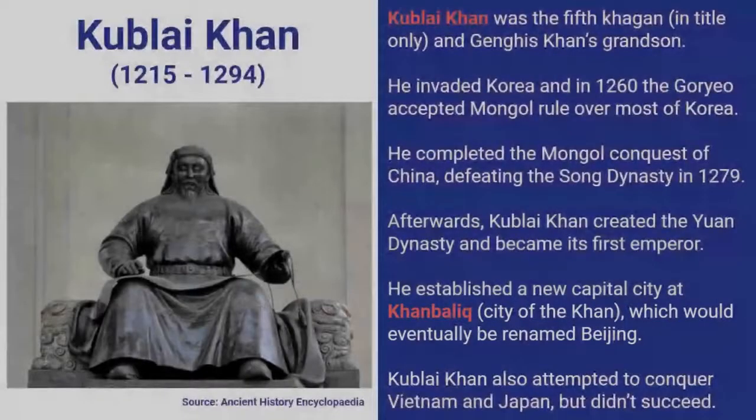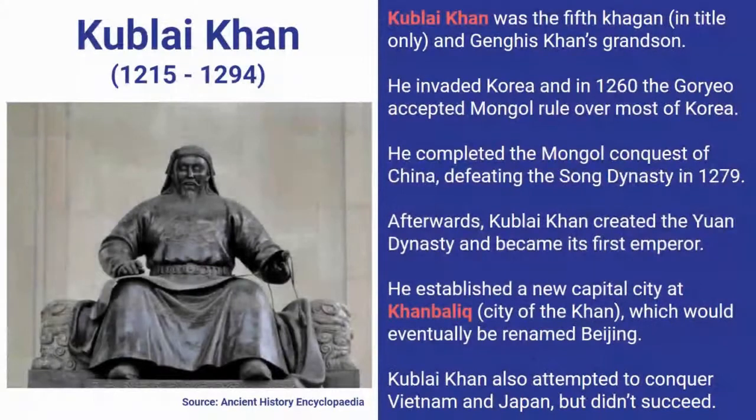You need to know about Kublai Khan. He was the 5th of the Khagans, but like I said, really only the first 4 were really in charge. So he's only in charge of the Khanate of the Great Khan, or the Yuan Dynasty. Okay, remember that's the Mongol dynasty in China. He also invades Korea in 1260. Okay, so he actually does that and takes over Korea before he takes over all of China. So 1260, he takes over pretty much all of Korea.